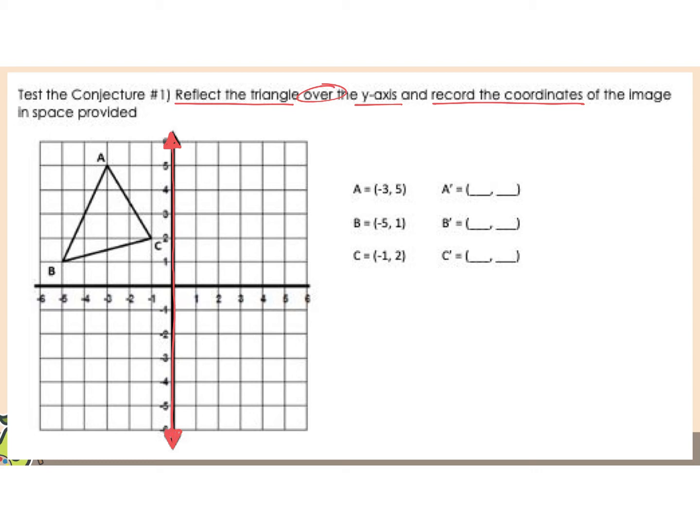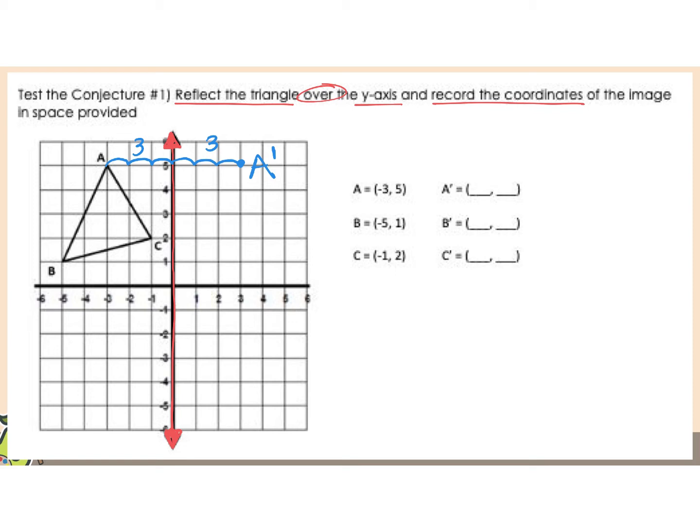So the way we do this is we count each point. We count how far it is from that y-axis. So for point A, it's 1, 2, 3 spaces from the red line. So we're going to go to the red line and we're going to go 3 spaces in the other direction. 1, 2, 3. So here is where A prime is. Okay? There's 3 spaces here. There's 3 spaces here. They have to be the same distance from the red line, from the y-axis, okay?